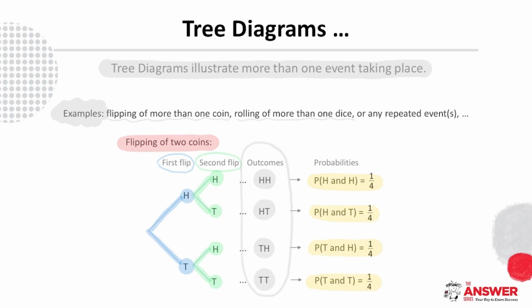But if we were to consider getting one heads and one tails in any order, then we can see here that 2 out of the 4 outcomes fit these conditions. And so the probability for this would be 2 over 4, which we can simplify to a half.